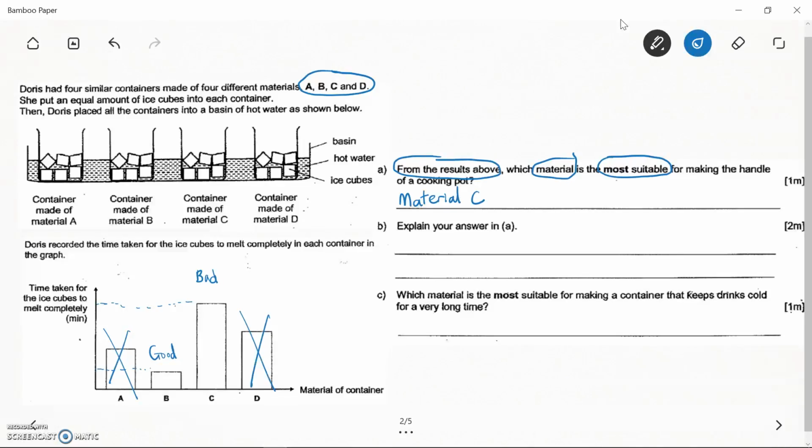Okay, explain your answer in A. Now, this part, we have to refer to the experiment. Okay, you have to write almost exactly what is in the question so as to explain clearly. Okay, why did you arrive at material C? Okay, I'm just going to write down the answer as: the time taken for the ice cubes to melt completely in container made of material C is the longest.